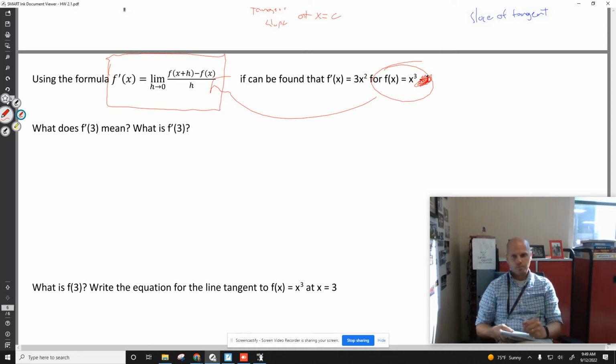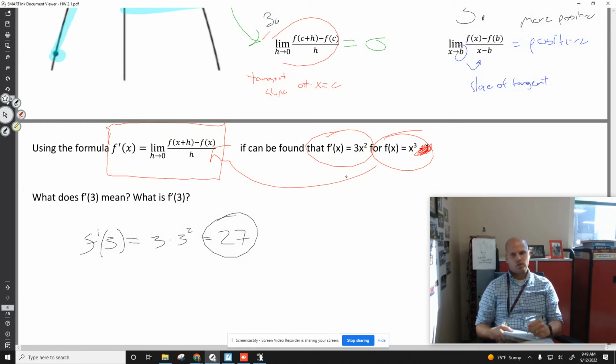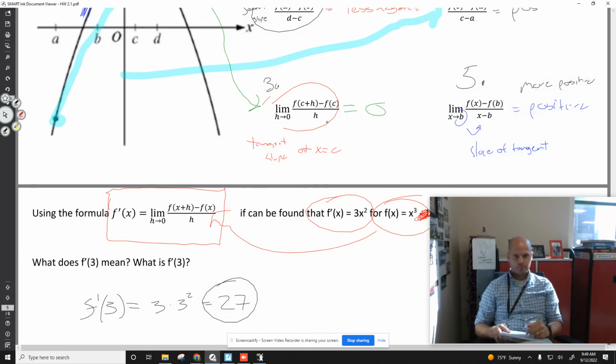Nothing changes. When I plug this in here, I found that f prime is 3x squared. If I plug in 3 and get this y value, I get 3 times 3 squared. I get 27. That number's familiar to us because I did this. You just have to know what you have if I give it to you. I plug this into the slope slash limit formula.